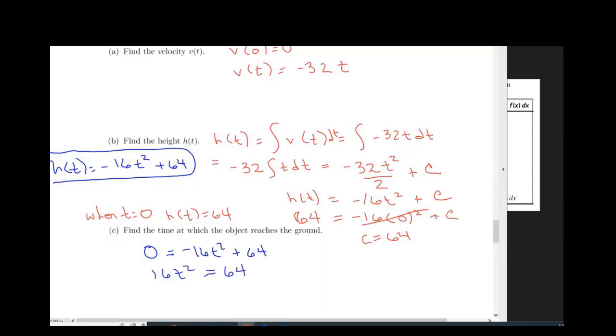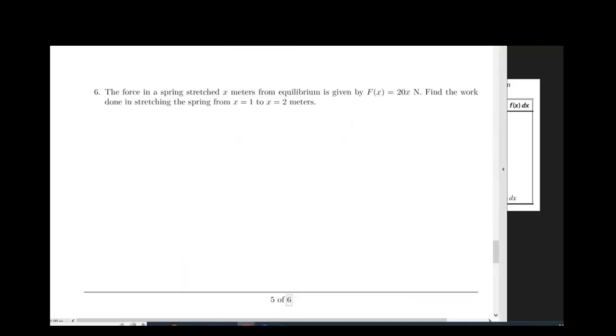Add 16 t squared to both sides, divide both sides by 16. And I get t squared equals 4, which means t is equal to plus or minus 2. But we never talk about negative time. My final answer is t equals positive 2.